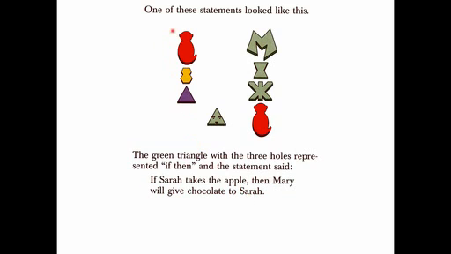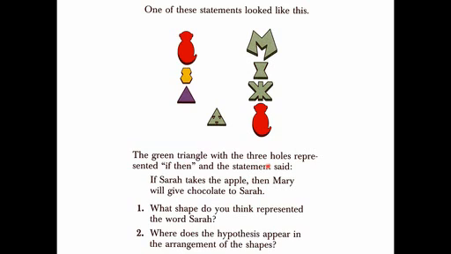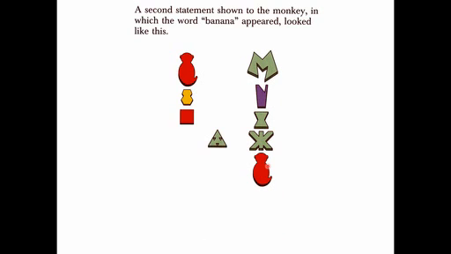Before you move on, try to figure out what each of these symbols are. That will make it easier as you go on. So pause and think about that. If Sarah takes apple, then Mary will give chocolate to Sarah. I think that'll help. So which shape do you think is Sarah? Where does the hypothesis appear in the arrangement of the shapes?